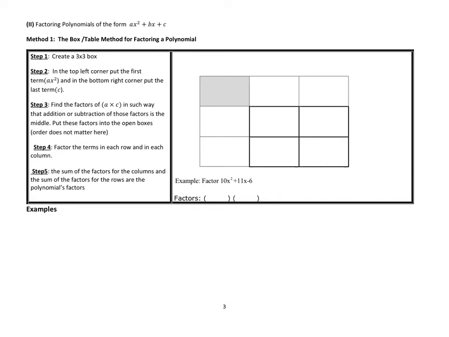Actually here, and let me go back here. I need to put this one 10x squared, and this one I have minus 6. And then the next step is find the factors of a and c.